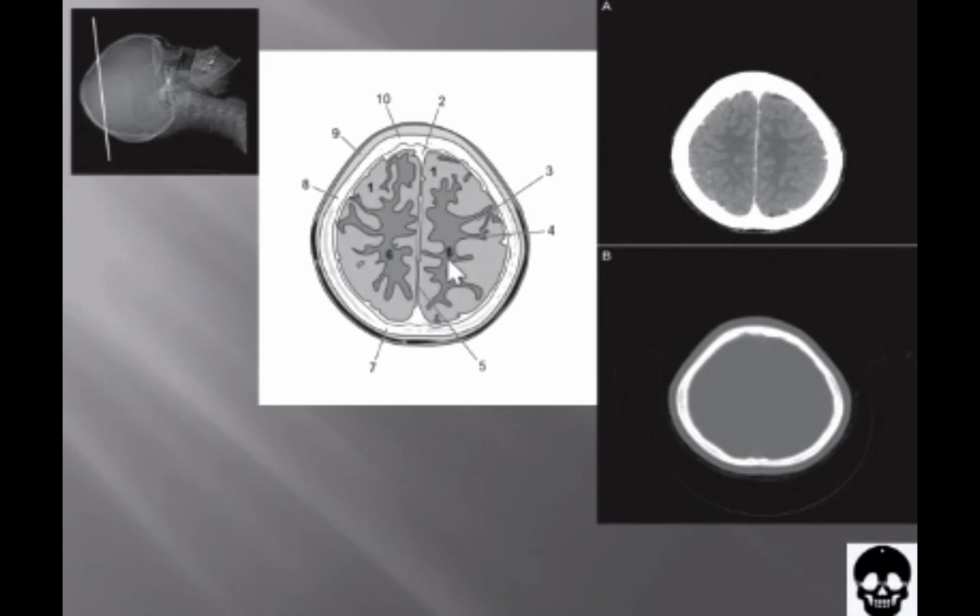Number 7 is the parietal bone. Number 8 is the temporal bone. Number 9 is the scalp. And number 10 is frontal bone.